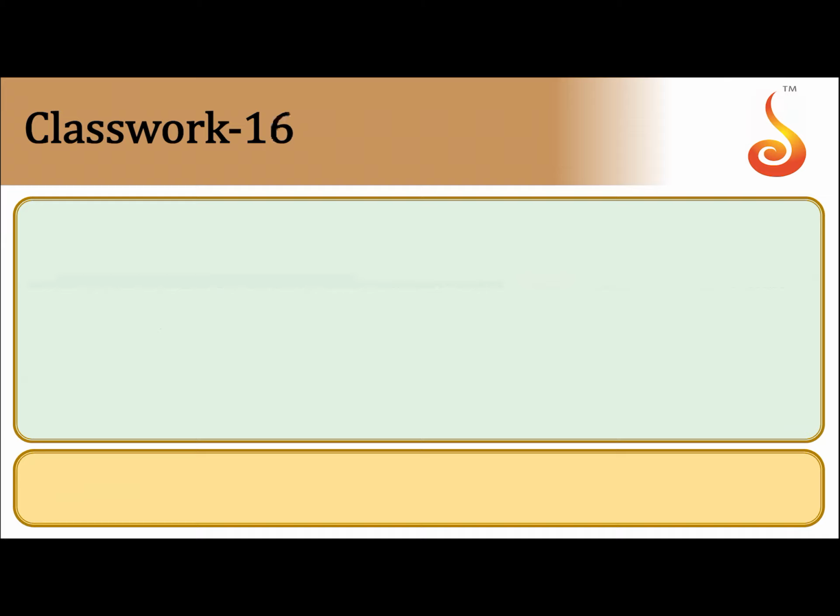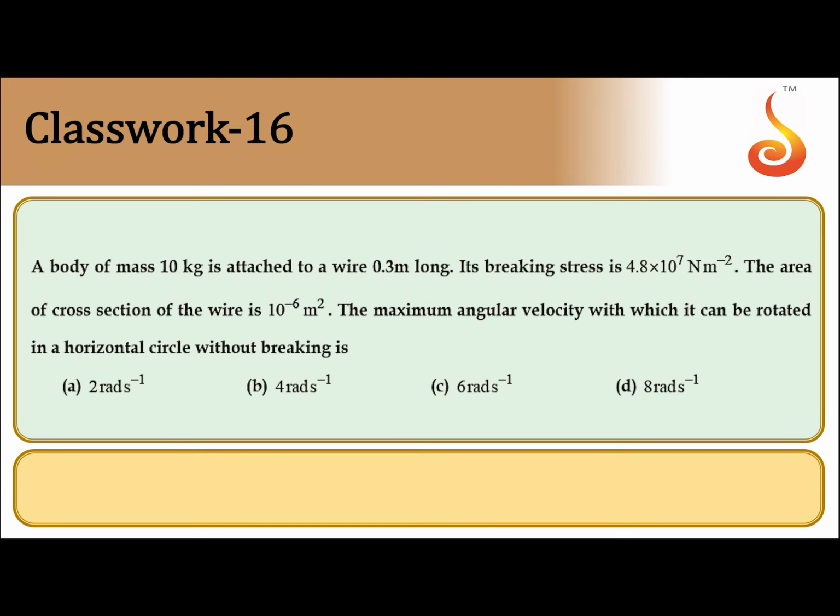Okay. Next question. A body of mass 10 kg is attached to a wire 0.3 meter long. Its breaking stress is 4.8 into 10 to the power of 7 Newton per meter square. The area of cross section of the wire is 10 to the power of minus 6 meter square. The maximum angular velocity with which it can be rotated in a horizontal circle without breaking is.